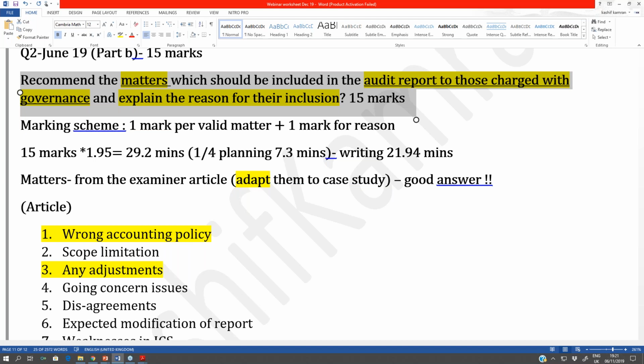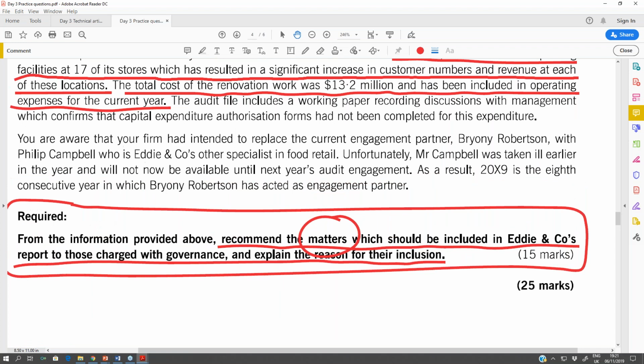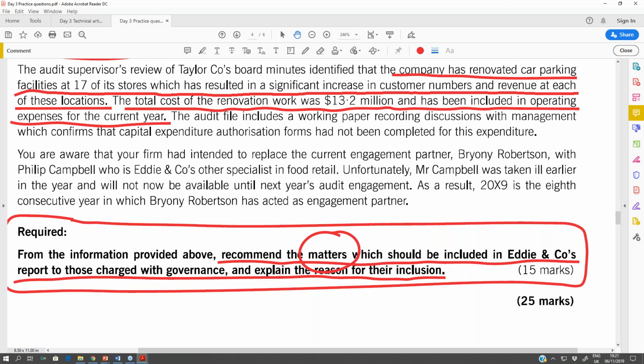Okay, now just to give you a last example, because you might get confused when you do it at home. Look at the last line here. We read till the red line. Now where I ended the red line, read the line after. It says the audit file includes a working paper recording discussion with management, which confirms that the capital expenditure authorization forms have not been completed for this expenditure.